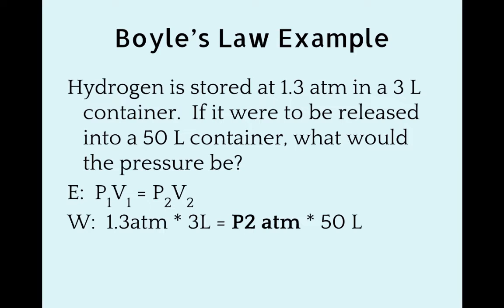You do have to be careful about the order that things go in. They have to go in the same order that they go together, not necessarily the order they're given. So this is in this container or at this volume or at this pressure. Be really careful about the order you're given things. If it were to be released into that 50-liter container, we wouldn't know that second pressure. We would then multiply together 1.3 times 3 and divide by 50 to get 0.078 atm.